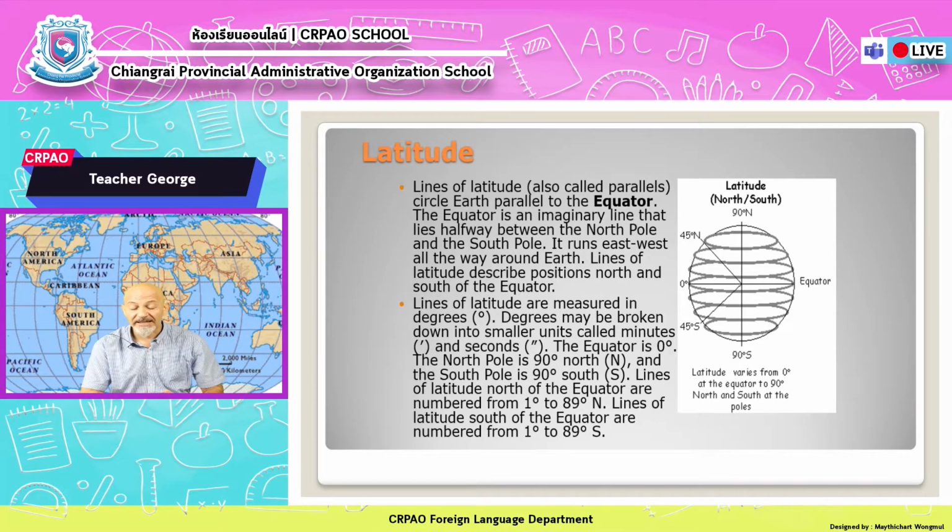The equator is 0 degrees. The North Pole is 90 degrees north. And the South Pole is 90 degrees south. Lines of latitude north of the equator are numbered 1 to 89 degrees north. Lines of latitude south of the equator are numbered from 1 to 89 degrees south.